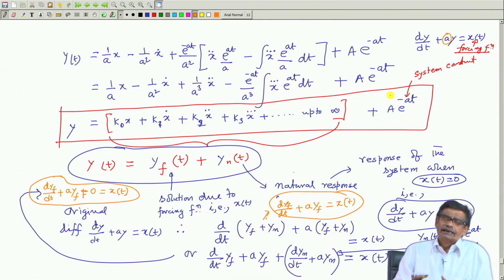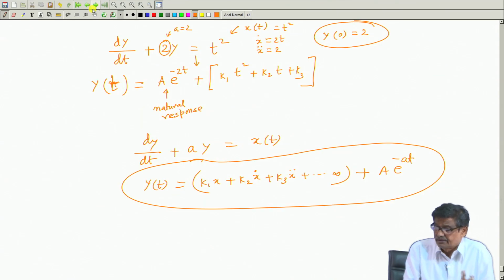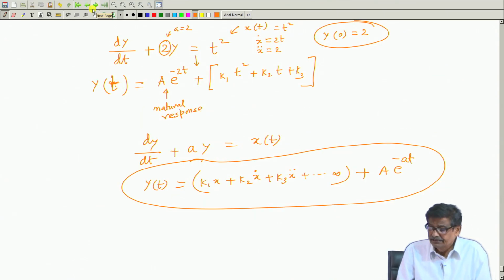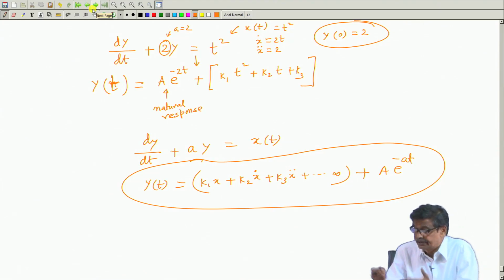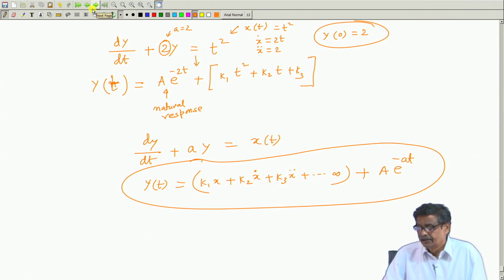Now, at the end, the solution can be written in one stroke straight. The only thing is you have to put numbers: what will be the values of k1, k2, k3 and a. Those things I will discuss in the next class, and we will use the boundary conditions and some conditions of identity to determine these constants k and a.